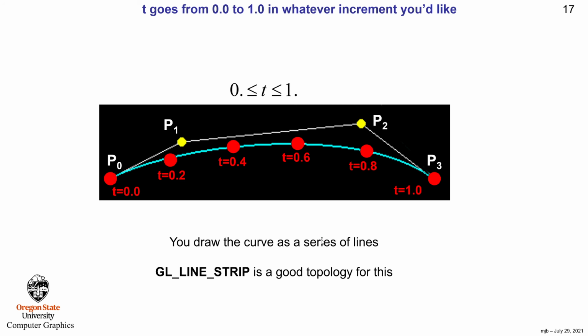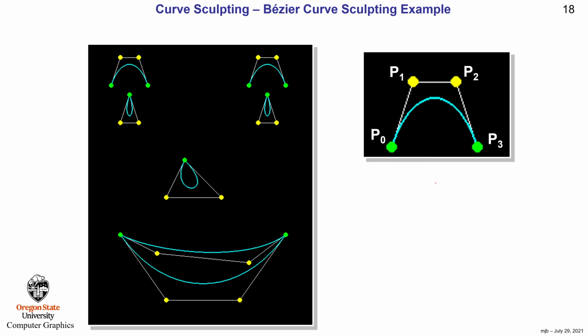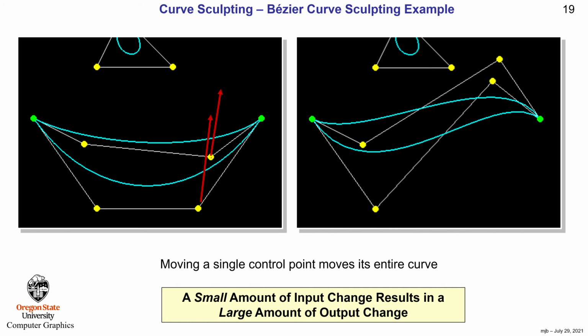We would never vary t in increments of 0.2, but if we did, these are the points we'd get, and then we would draw a line strip which would look really coarse. So make your delta t smaller, and this is used a lot just for making smooth shapes. So here's a smooth shape. If I pick up points and move them, the curves change their shape, and follow the points. If I take this smile and move these 2 points like that, the curve turns into a sneer. A small amount of work on our part results in a large amount of output change. So we like that.